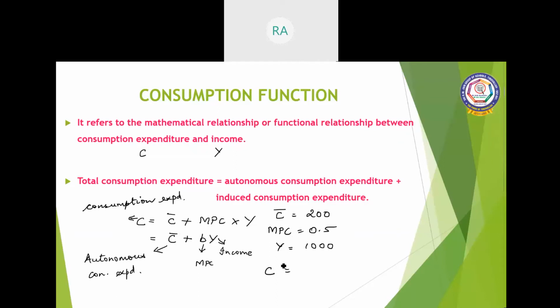So let us now calculate. C is equal to C dash plus BY. C dash is 200 plus B is 0.5, that is MPC, into 1000. This is equal to 200 plus 0.5 into 1000, which is 500. So the total consumption expenditure is 700 crores.